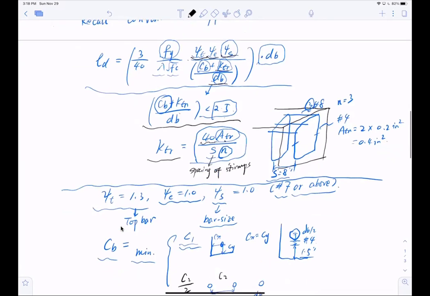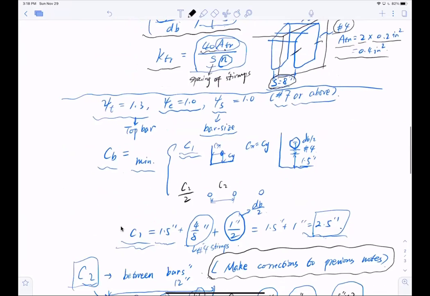So take a look at the cross section here. I have three number 8 bars going this way. I have stirrups spacing at 8 inches, so s equal to 8. I have 3 bars that are being developed, so n equal to 3. I have number 4 of stirrups, and the cross section area for the stirrups is 2 legs, 2 legs. Each leg I have 0.2 inch square, so I total have 0.4 inch square of transverse reinforcement.